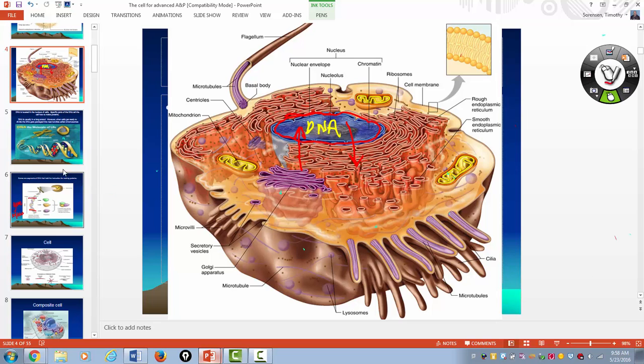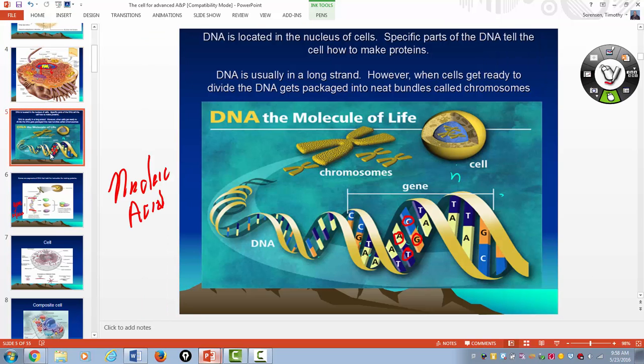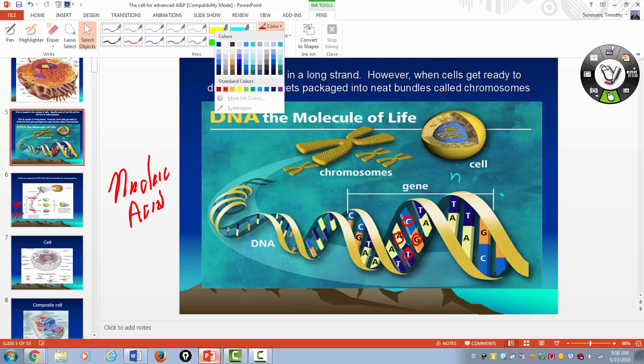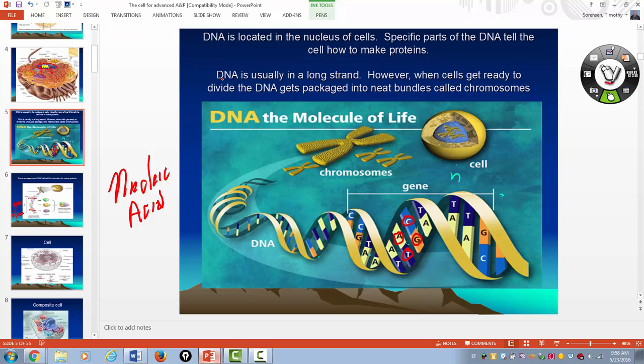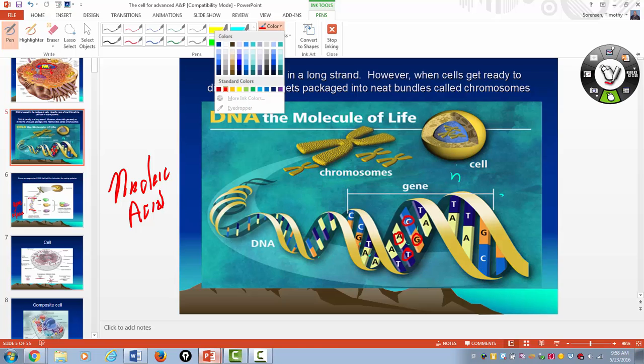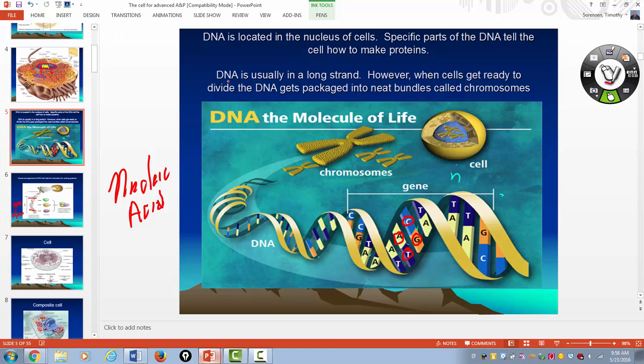Now, if we look, a section of DNA that codes for a particular protein is called a gene. And cells that are capable of dividing, some cells aren't capable of dividing. Mature red blood cells don't have a nucleus, they don't have DNA, and therefore can't replicate themselves. White blood cells do have a nucleus. They got DNA, so they can replicate themselves. That's why your white blood cell count goes up when you get an infection.